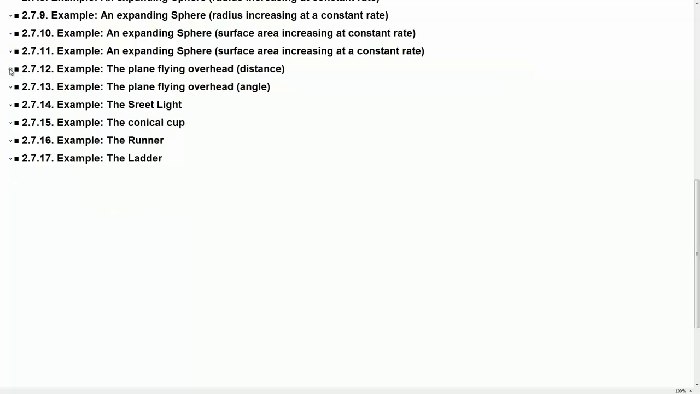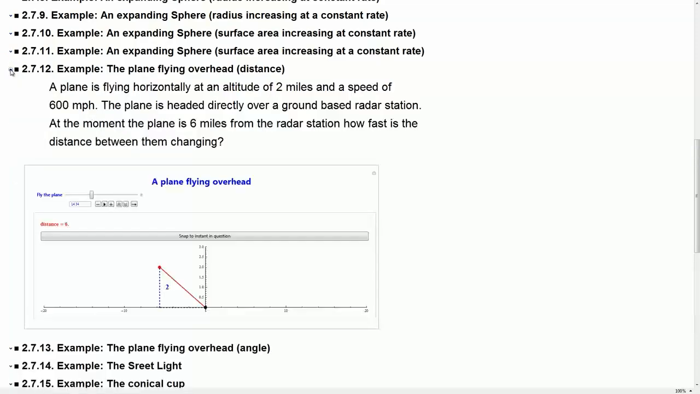Now, here we go with a totally different type of problem. A plane flying overhead. Let me get back to my initial settings. So a plane is flying horizontally at an altitude of 2 miles and a speed of 600 miles per hour. The plane is headed directly over a ground-based radar station. At the moment the plane is 6 miles from the radar station, how fast is the distance between them changing?